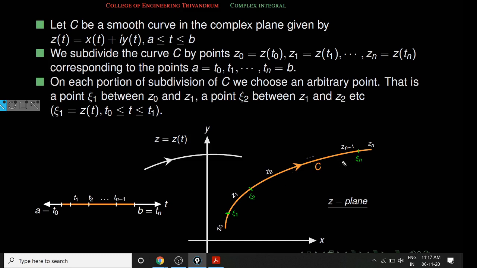Then what is next? Suppose we have a complex function f of z, and everything is there: a curve, we divide it, and we choose arbitrary points. And what is the analogous version? f of psi m into Zm minus Zm minus 1.